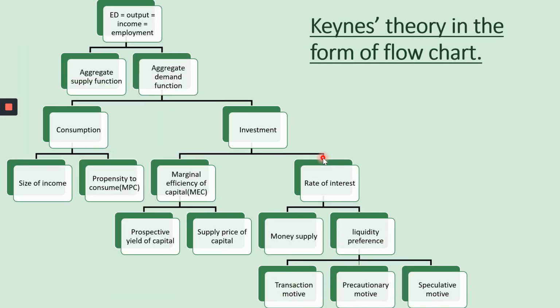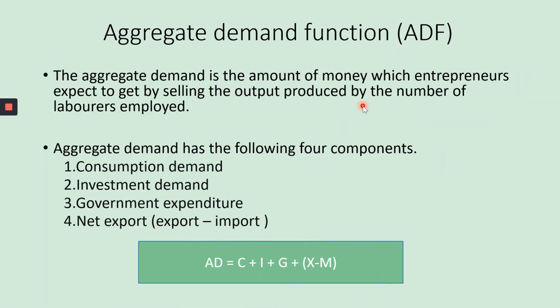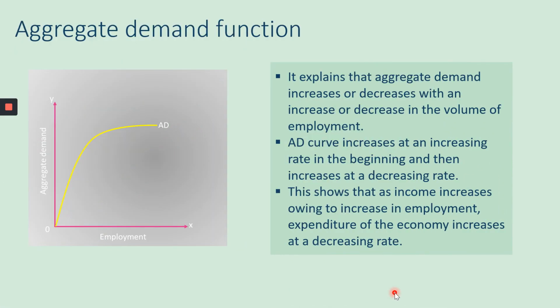Then we saw the Keynesian theory in the form of a flowchart. Maybe I will take a picture of this and post it in the WhatsApp group, for you to take it down. So this is the answer for question number 31. This is not in your textbook. I will take a picture of this and post it and you can copy it. Then we saw the aggregate demand function. AD is equal to C plus I plus G plus X minus M. Lastly, we saw the graph or the diagram depicting the aggregate demand function.